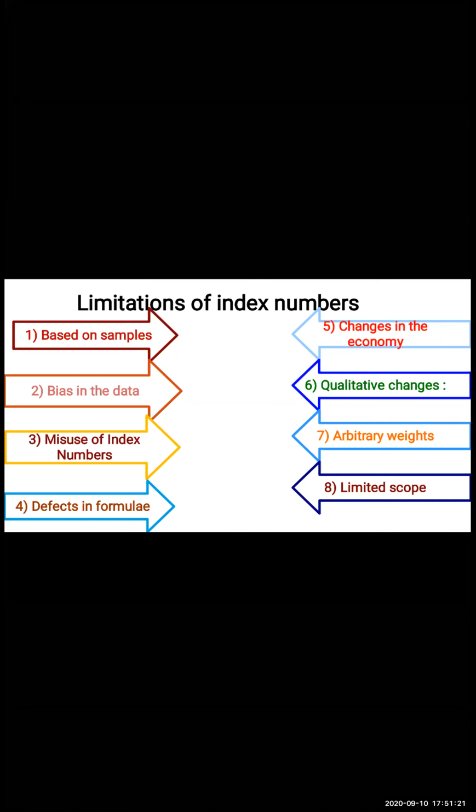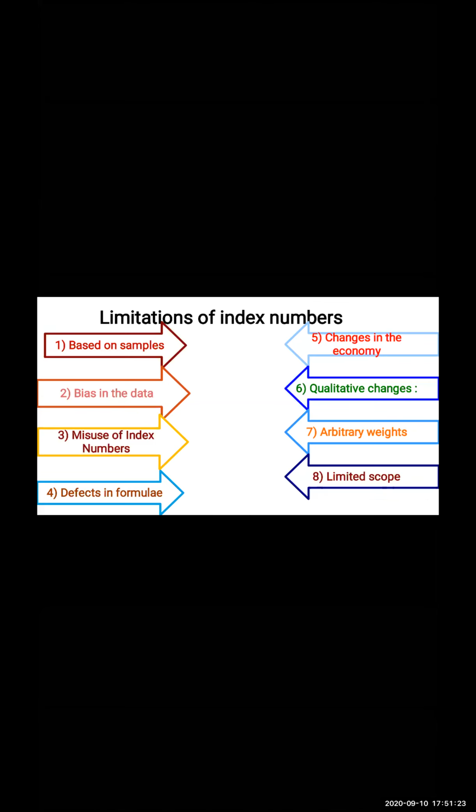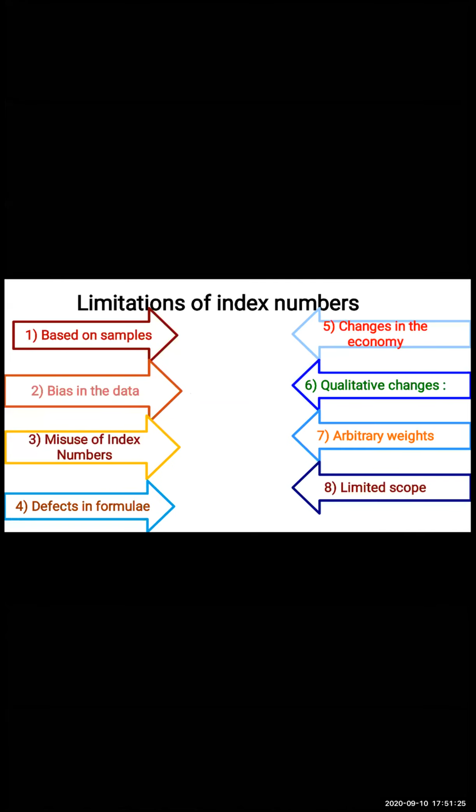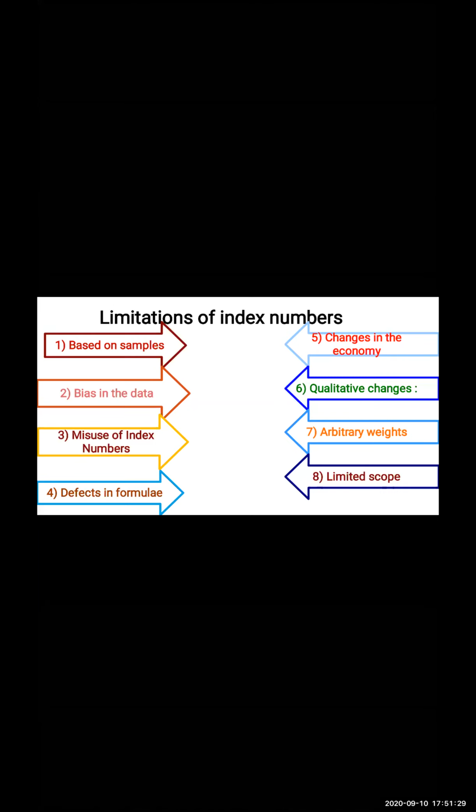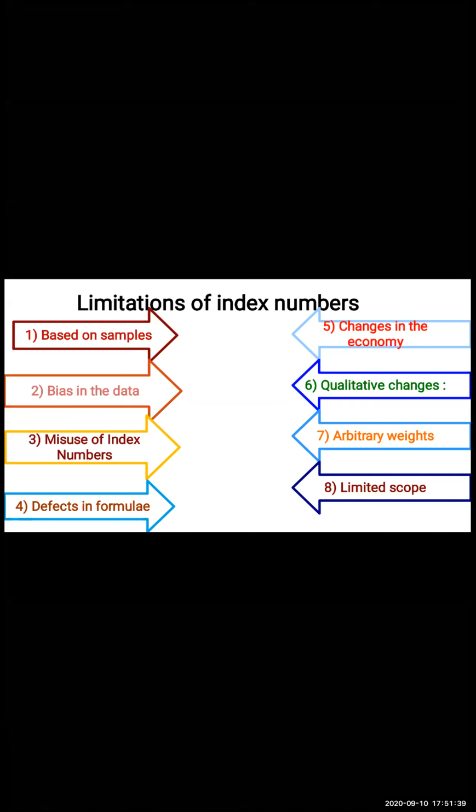So moving ahead, limitations of index number. We have total 8 limitations of index number. We all of us know if we have something good, then yes, the coin is having a second side also. Advantages is one side of the coin, whereas limitation is the other side of the coin.